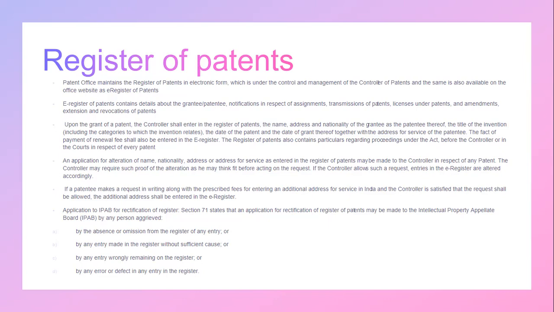So this is a very general thing, but you need to know that the patent office will have a register of patents. That register of patents is an e-register. It will have everything about the patentee, if there is any assignment, transmission, licensing, amendments, anything. The controller has to enter in the register of patents the name, address, nationality of the grantee, address of service. Mostly people choose the lawyer's address as the address of service, and whether the renewal fee is paid or not. So every piece of information needs to be entered there.